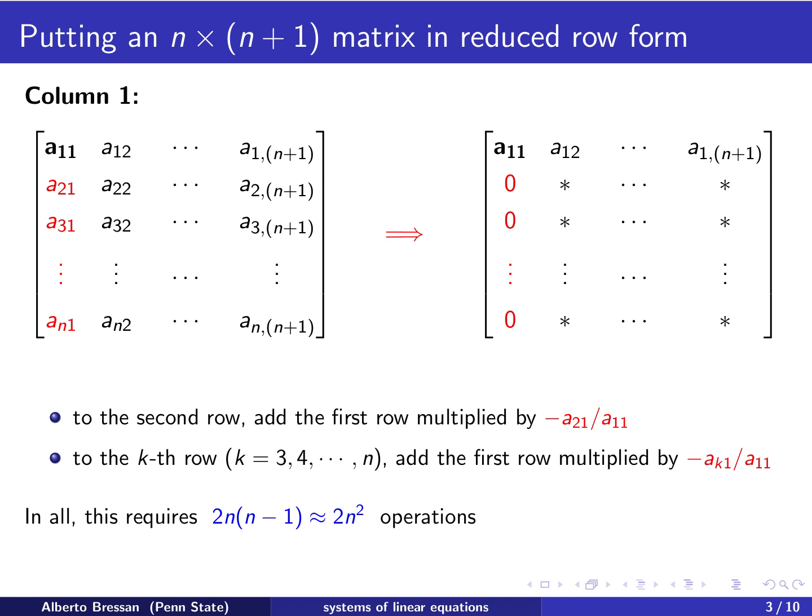Here we are interested in the count of the number of operations when the system is very large. That means n is a very big number. So when n is very big, this number 1 compared to n is very small. So n minus 1 is approximately just n. This will give me approximately 2n square operations.